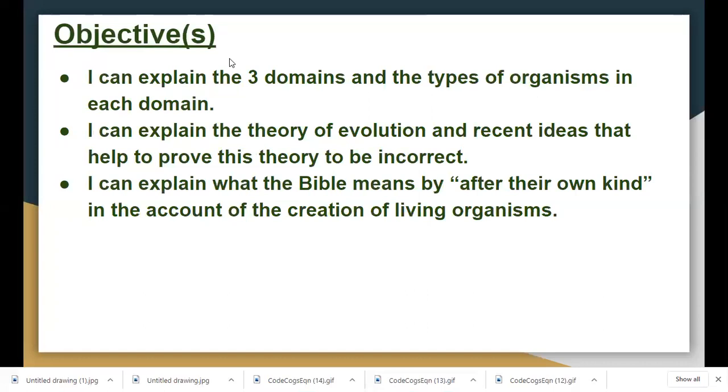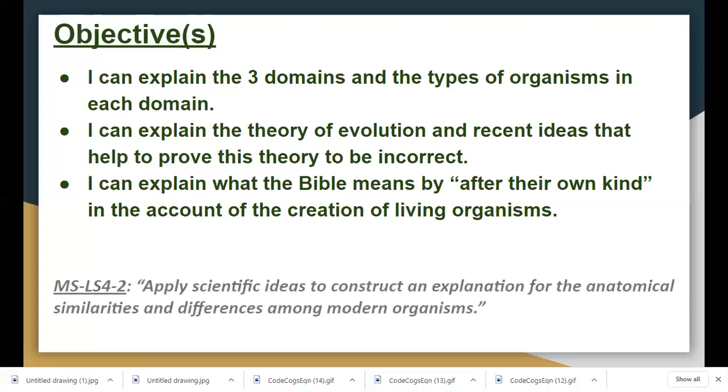Here's some more objectives. I can explain the 3 domains and the types of organisms in each domain. I can explain the theory of evolution and recent ideas that help to prove this theory to be incorrect. I can explain what the Bible means by "after their own kind" in the account of the creation of living organisms. And there's our science standard at the bottom. That's our substandard. We're going to apply scientific ideas to construct an explanation for the anatomical similarities and differences among modern organisms.